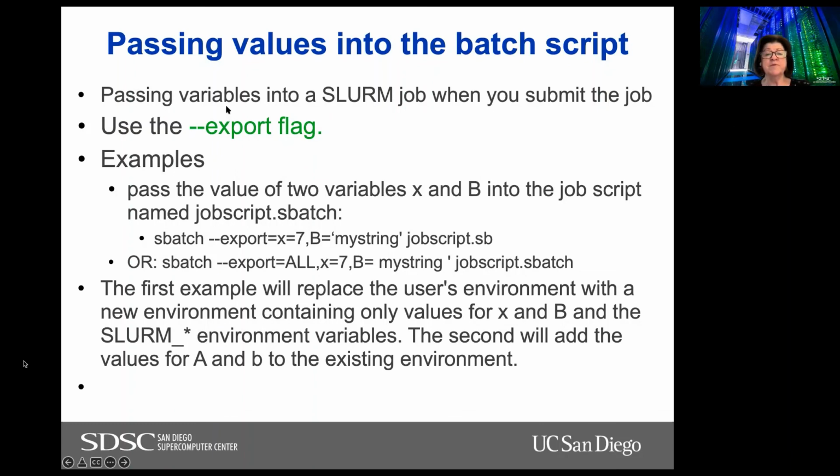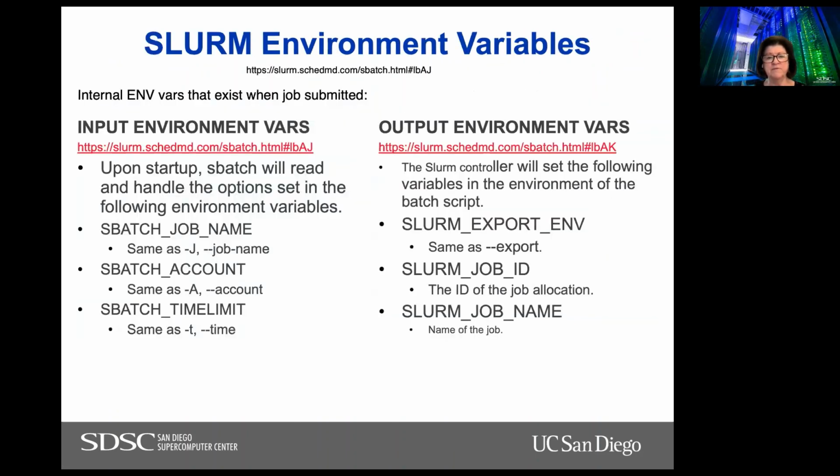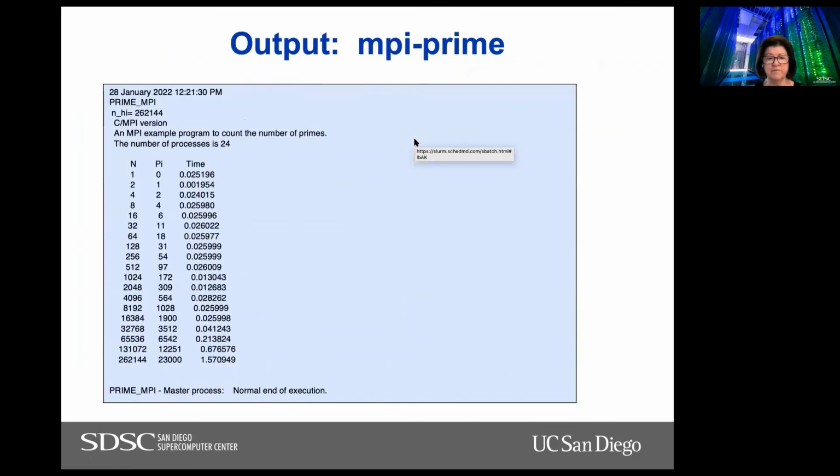So you can pass variables into a Slurm job. This is a really key feature for doing scaling, parameter scaling, for example. You use --export equals, and then x equals 7 and b equals my string. Or you can use export equals ALL, which will load them into the environment. I had a link in the slide back up here, the Slurm schedmd.com sbatch.html, that will tell you all of the information that I showed you here, and also for exporting, for importing variables.